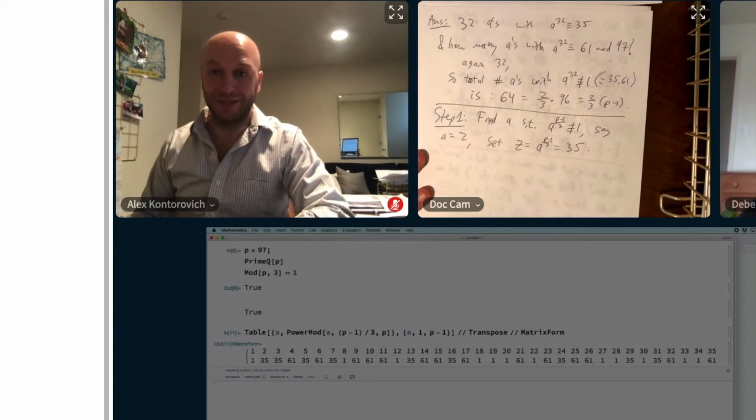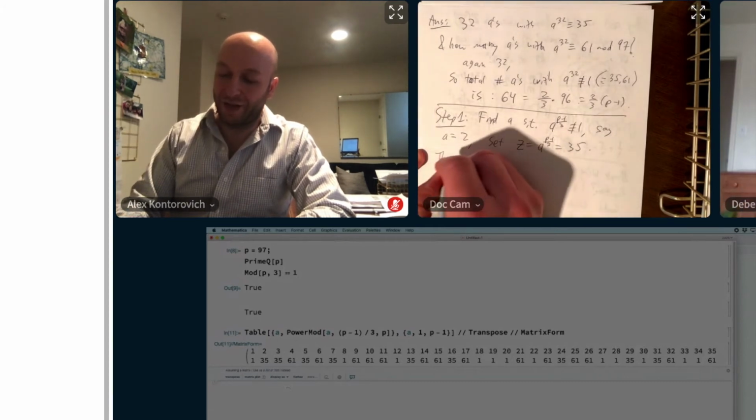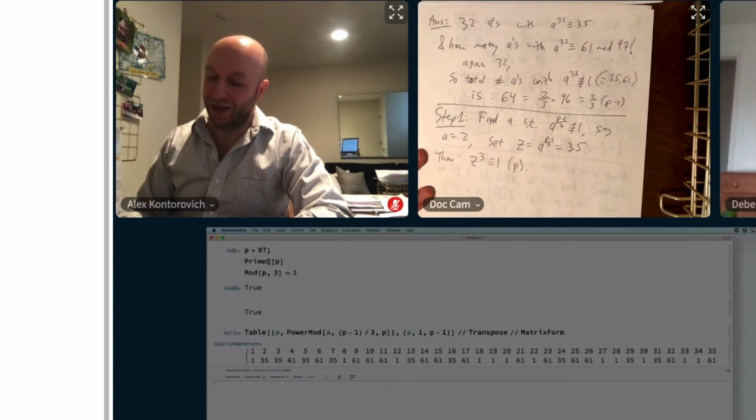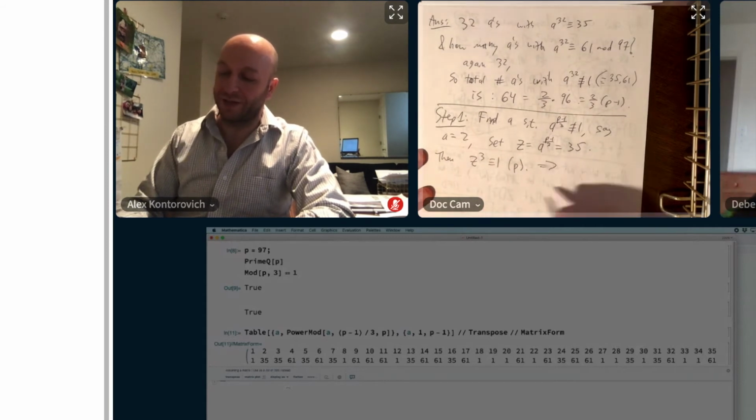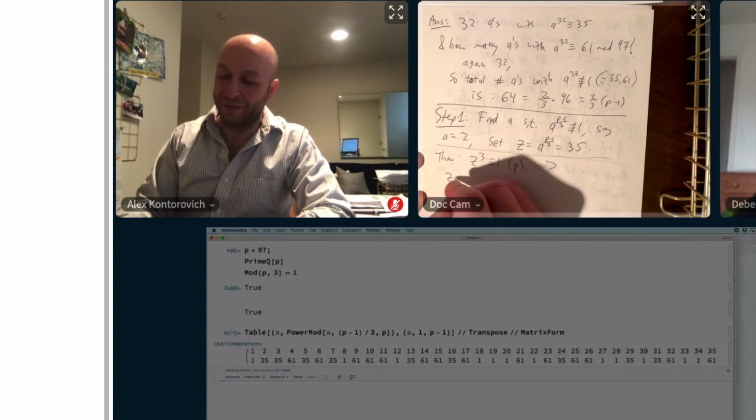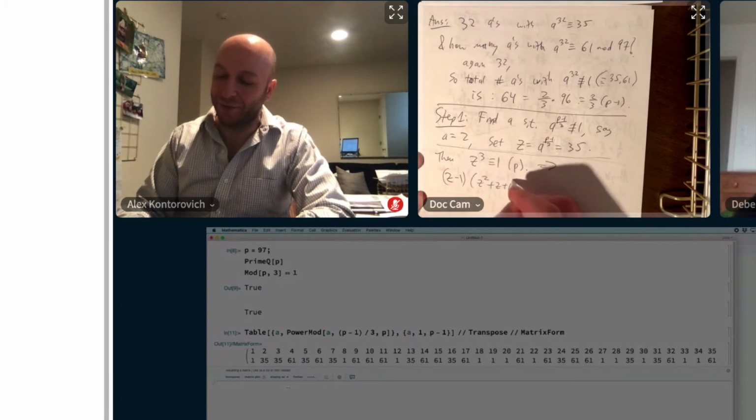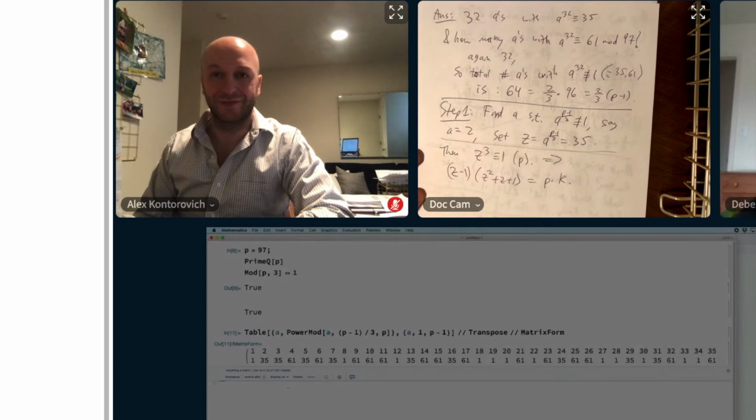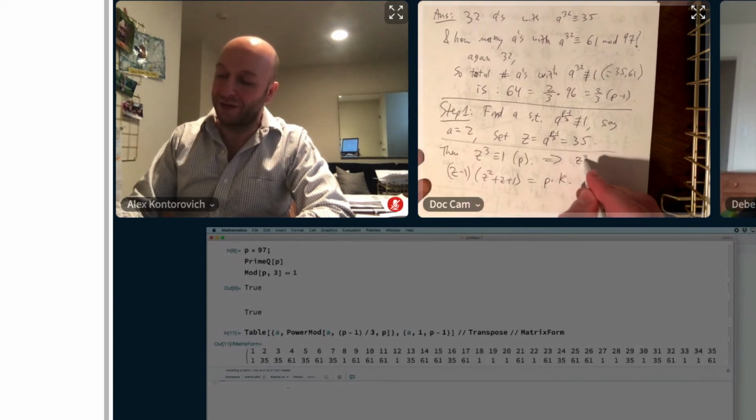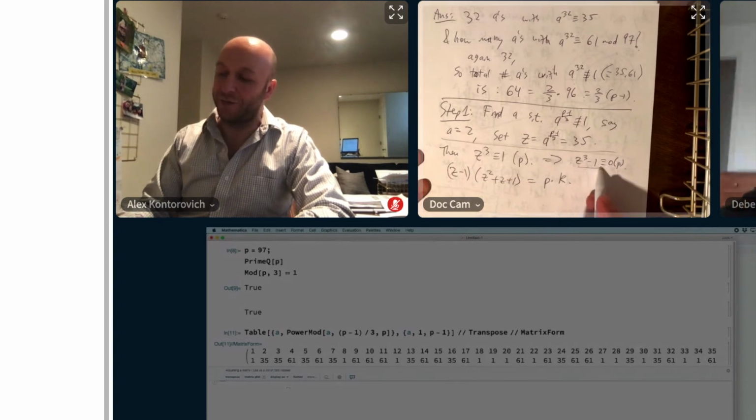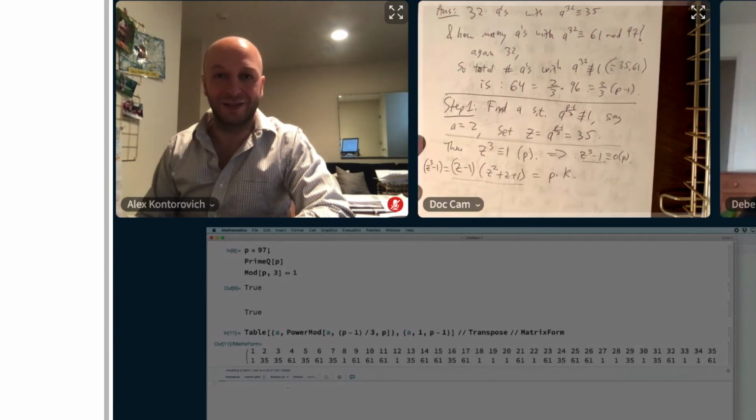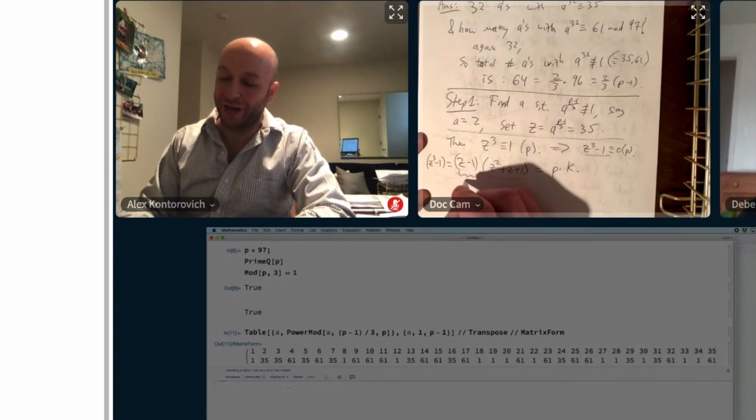Okay. So what does that mean? Then z cubed is congruent to 1 mod p. That was step 1. That means that z minus 1 times z squared plus z plus 1 is equal to p times some integer, because z cubed minus 1 is 0 mod p. And z cubed minus 1 factors as this. What is z minus 1 in our case? z is 35, z minus 1 is 34.